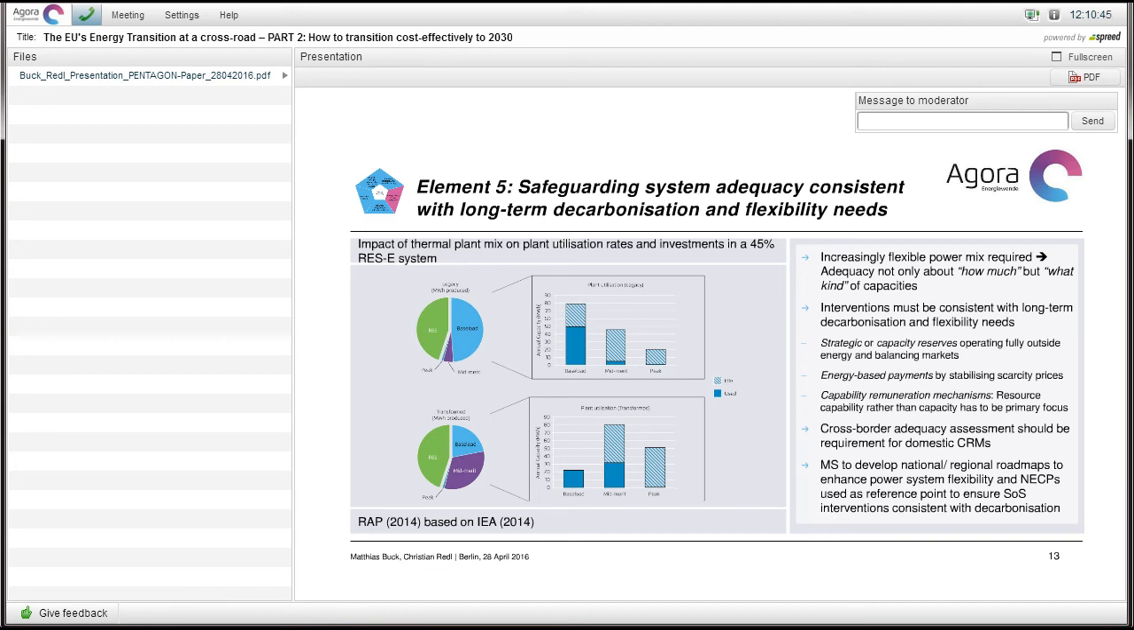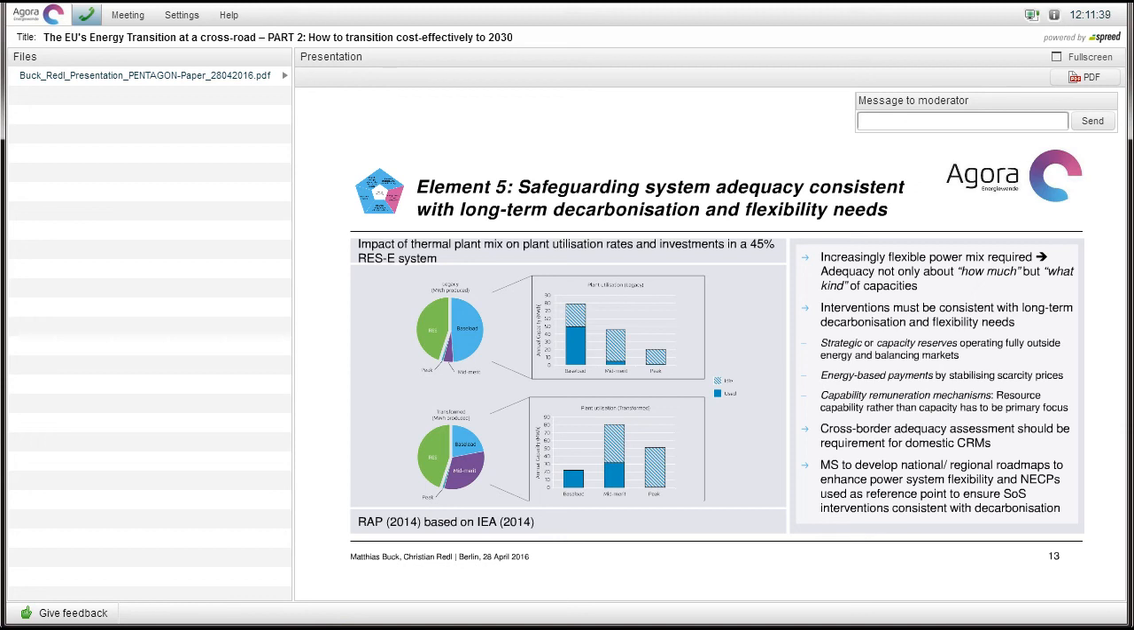This means that any EU-level requirements for such domestic system adequacy safeguards, and there are several options, from strategic reserves which fully operate outside the energy markets, to adjusting payments within the energy market through adjusted scarcity prices, and finally market-wide remuneration mechanisms. It's key that this EU-level framework requires member states to perform cross-border adequacy assessments before implementing such domestic instruments, and secondly, that these mechanisms may not constrain the long-term decarbonization objectives and flexibility requirements.